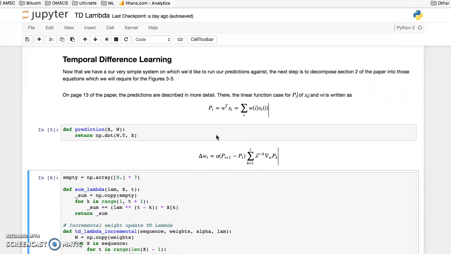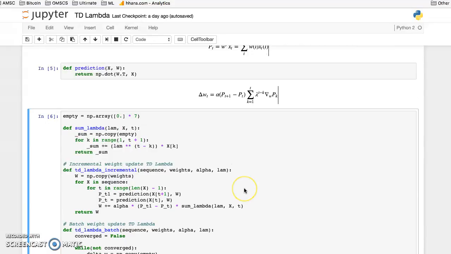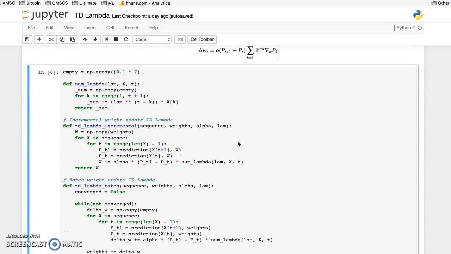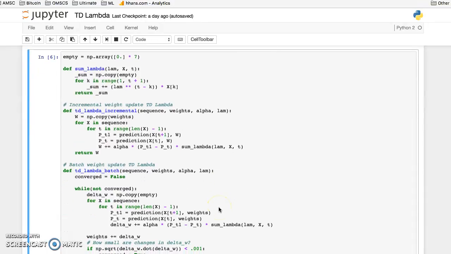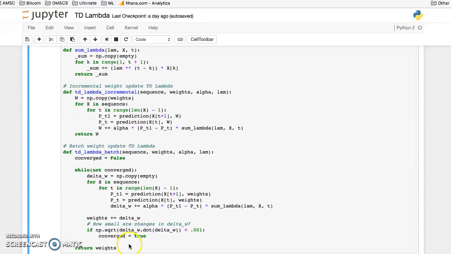Moving right along to the temporal difference learning algorithm. This was actually a little bit more difficult to implement than I had hoped. Especially with some details missing, like what the convergence function should be, the difference between the incremental and the batch update, where we're actually just accumulating delta W's here, and then after a full sequence is run, we're then actually updating the weights. That's the difference to the incremental update. We're actually just constantly updating the weights here.